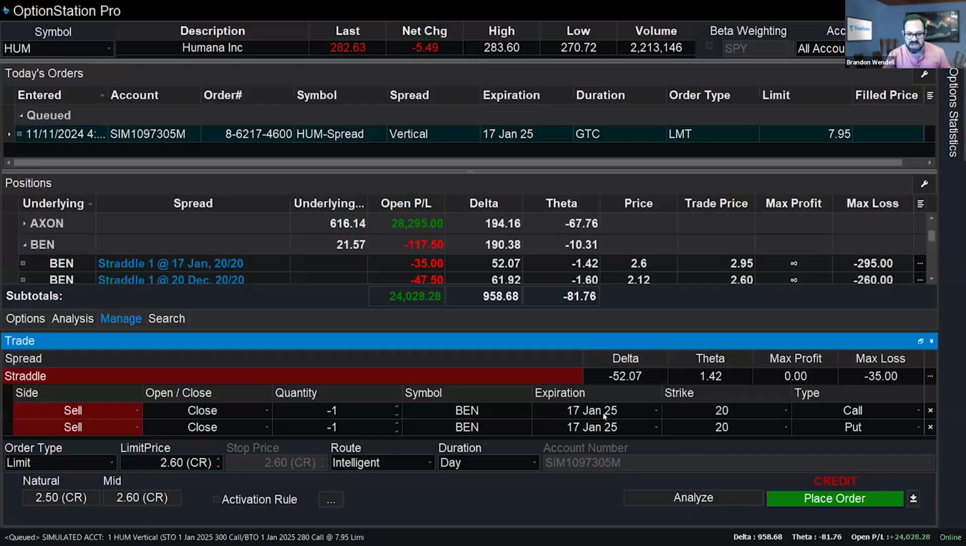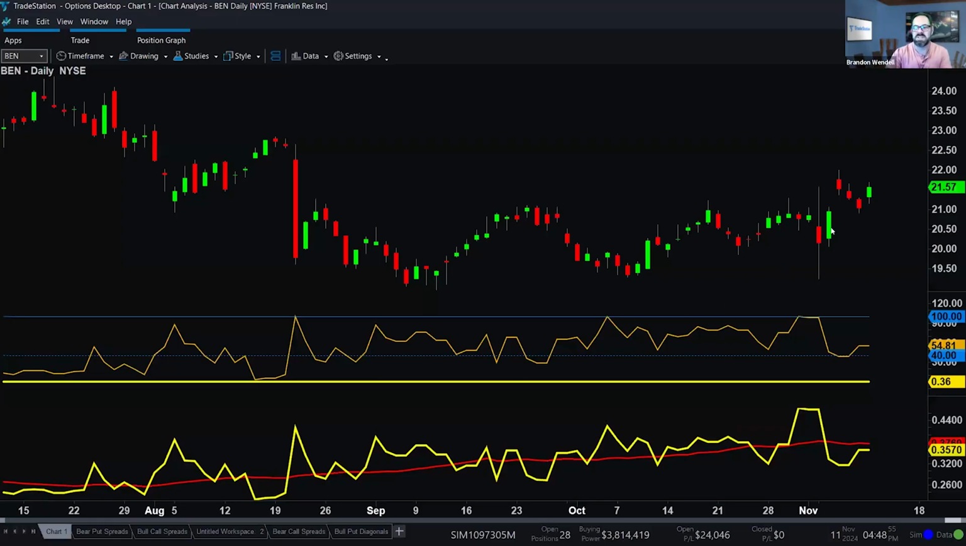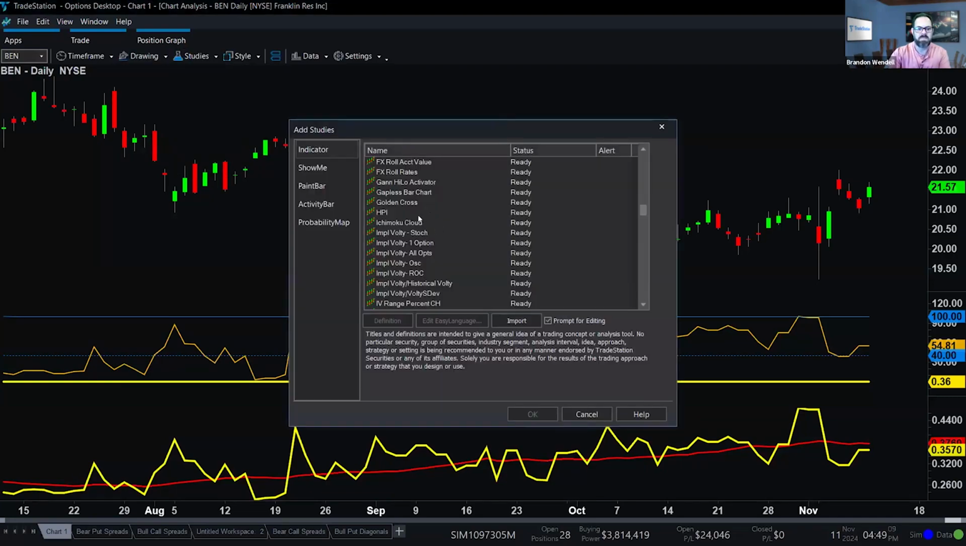Actually, when's the expiration? January. So we've got a lot of time left on this. But it was a straddle at $20. Basically, what's happened is BEN has been stuck at $20. And I don't know, I think there might have been some sort of earnings announcement or something coming up. Let me see. Under studies, I think it's under N for next earnings. Oh no, earnings per share, I think it is.